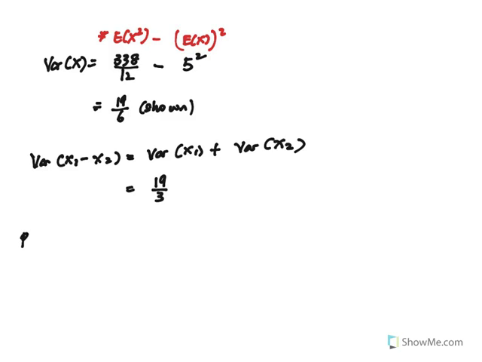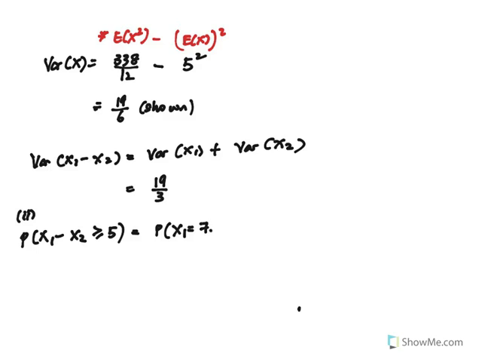Next one, I need to find the probability that x1 minus x2 is greater than or equal to 5. Right, so think about it. This means x1 has to be a bigger one, x2 has to be a smaller one. Try looking at all the possibilities that you have in your diagram. This would involve a total of 3 cases.